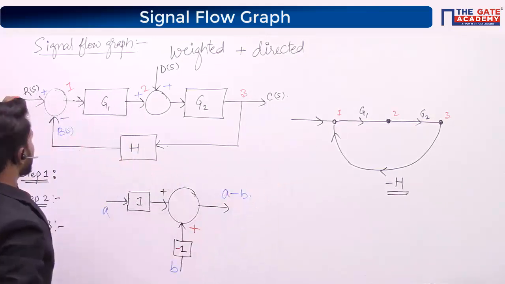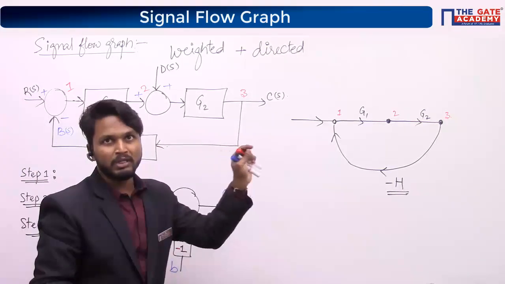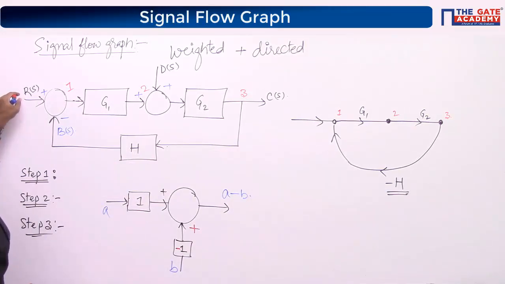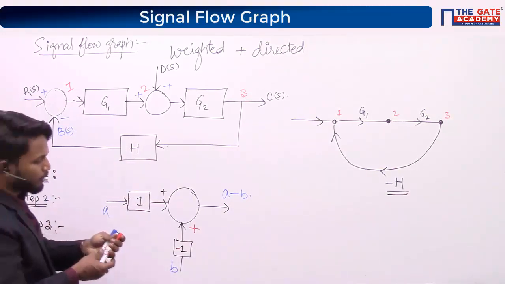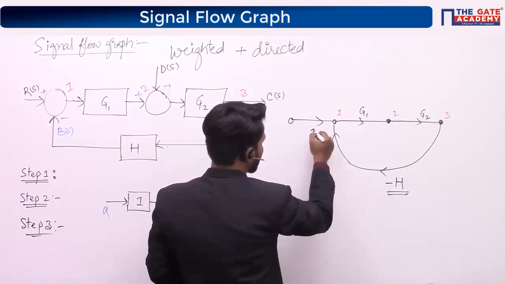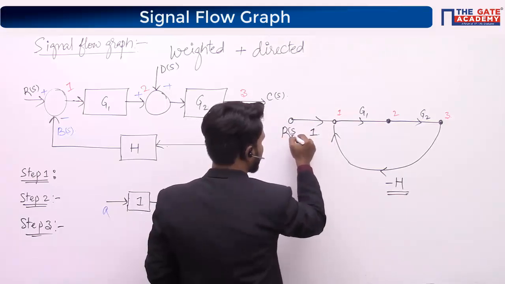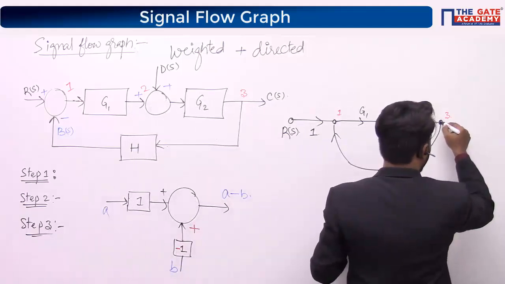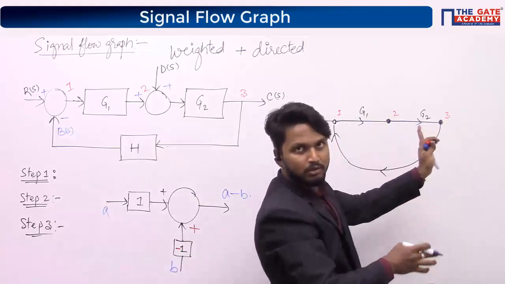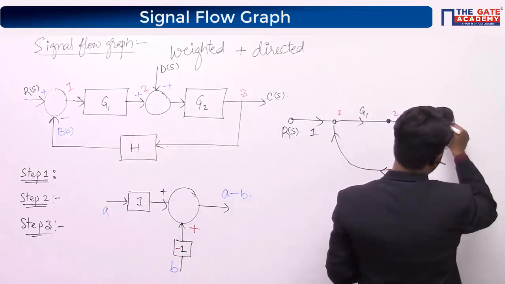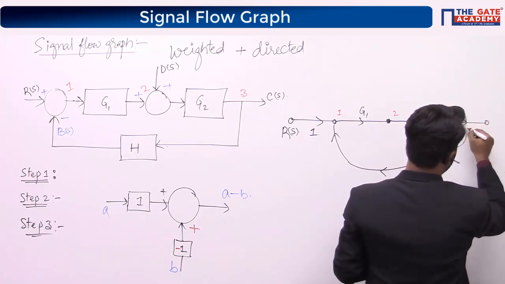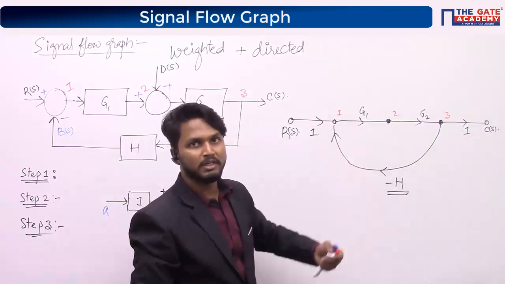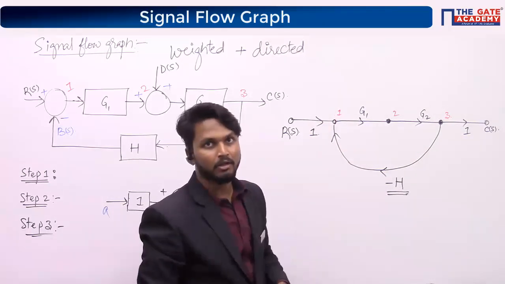Therefore, you can use unity gain branches to connect these. You are giving the input at R of S, therefore you can use a unity gain branch at this point. From this point you are already getting C of S here, but for convenience you can use a unity gain branch to show C of S at the output. This is for your convenience and simplification.